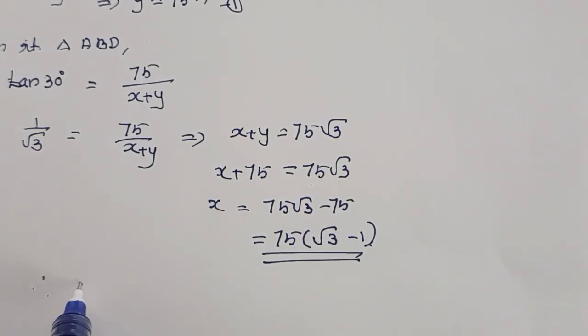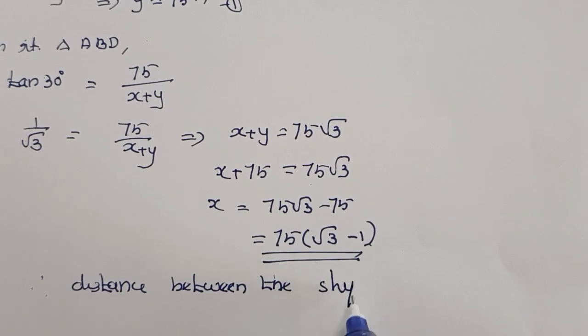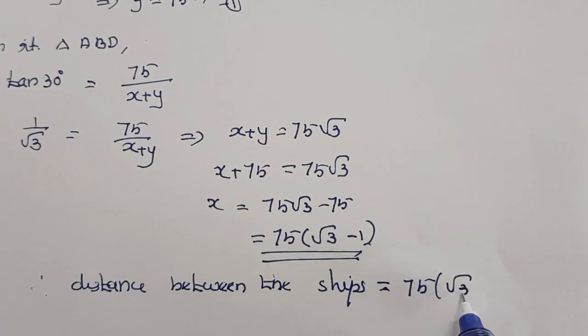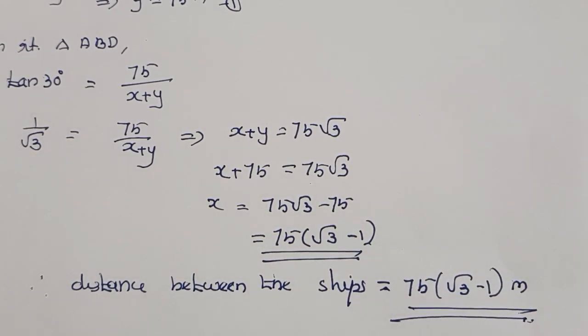Therefore the distance between the two ships equals 75 into (root 3 minus 1) meters. Okay, 75 into (root 3 minus 1) meters.